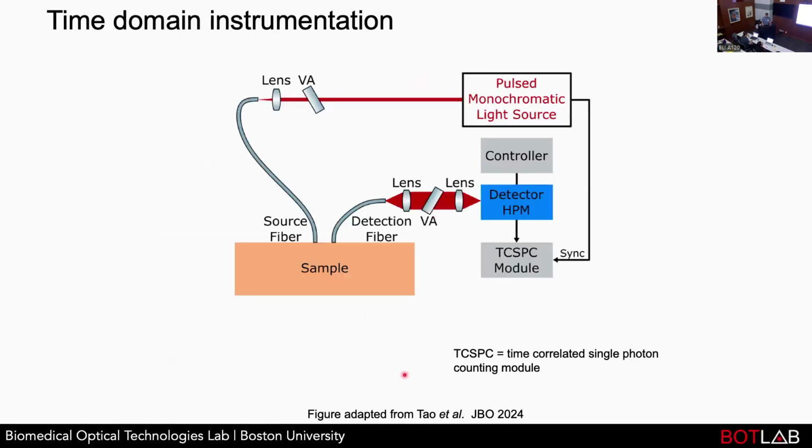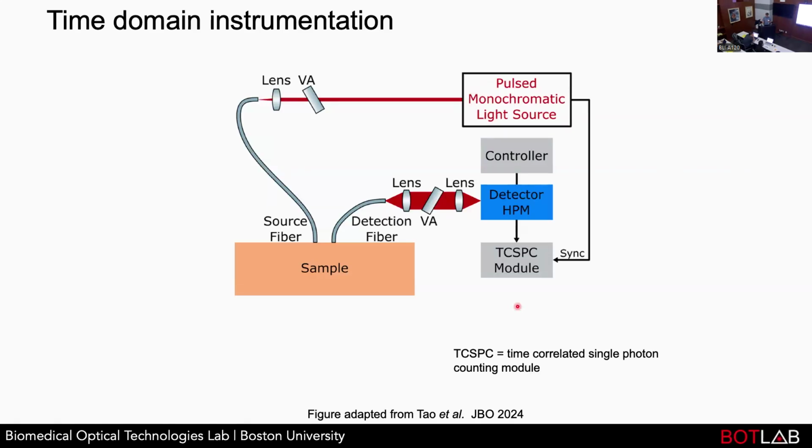Here's what a time domain instrument might look like. Here's our sample. We have a light source. It has to be pulsed. This already kind of kicks up the cost of these instruments because a pulsed light source tends to be more expensive than a CW light source. Then we detect. We have to have a detector that can detect single photons. And we have a time-correlated single photon counting module. This is the electronics that count when photons arrive at that detector and record them in a histogram.